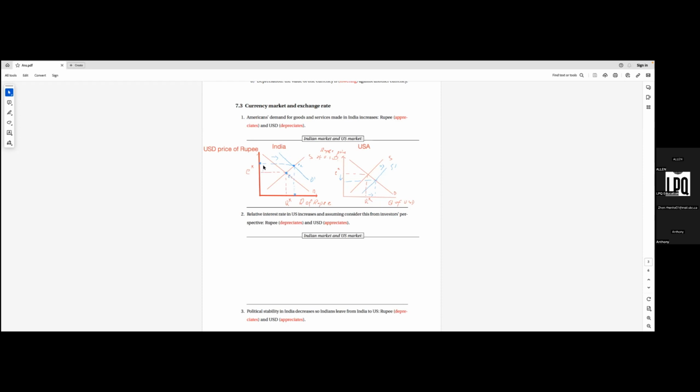So on the Indian market, the rupee here is appreciating. This one is depreciating. Okay, then we are done with the first one. Make sure you finish the first box.